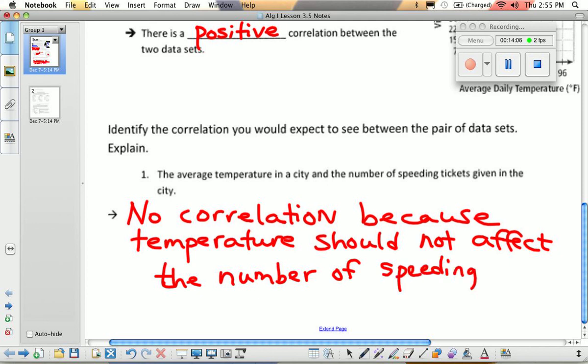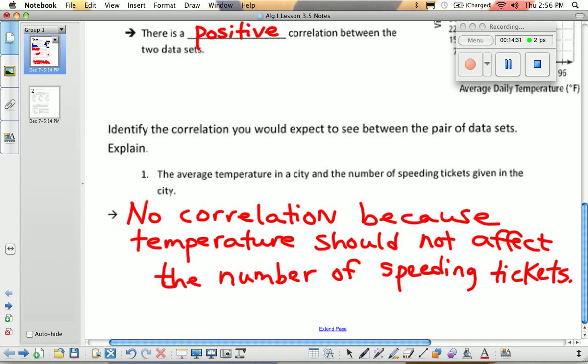And somebody could just have a big foot and speed every single day. That's right. We might be able to find a correlation, like speeding tickets and what? Between the number of speeding tickets and what? Number of cars on the road. There might be a correlation. The more cars on the road, the more speeding tickets.